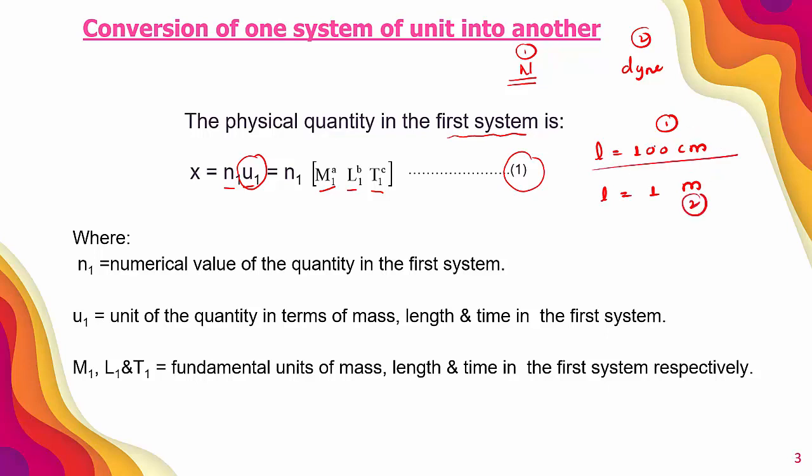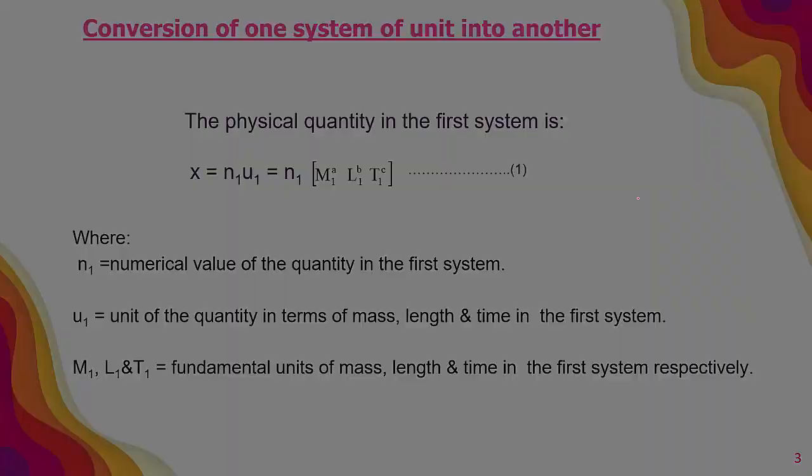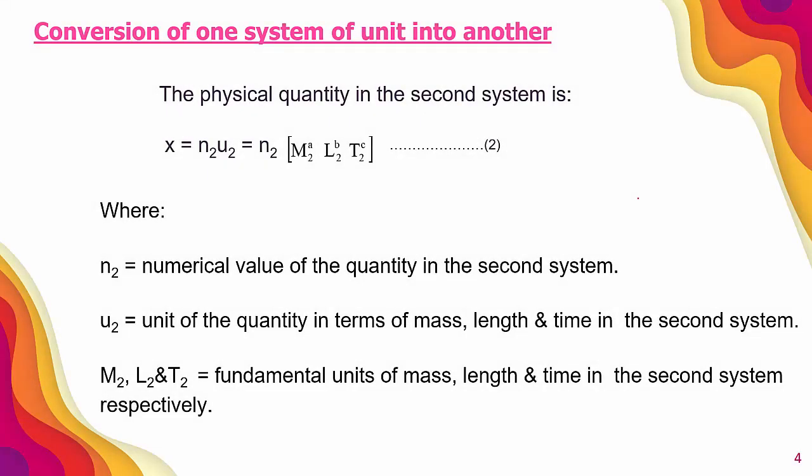Got the difference? So here I can write X equal to N1 U1. Here we can write X equal to N2 U2. First system and second system. Now we can write the second system. How to write the equation? X equal to N2 U2, N2 into, in place of U2 we can write M2 raised to a, L2 raised to b.